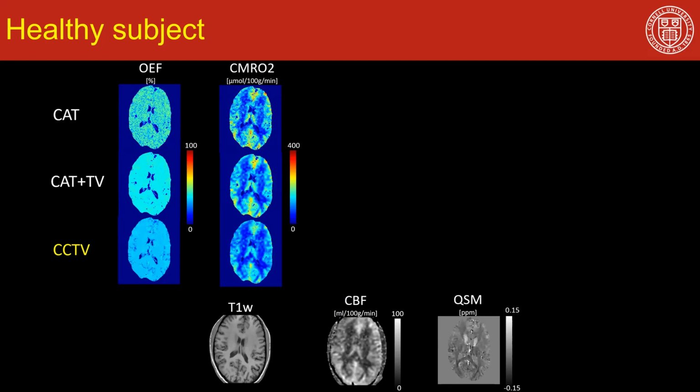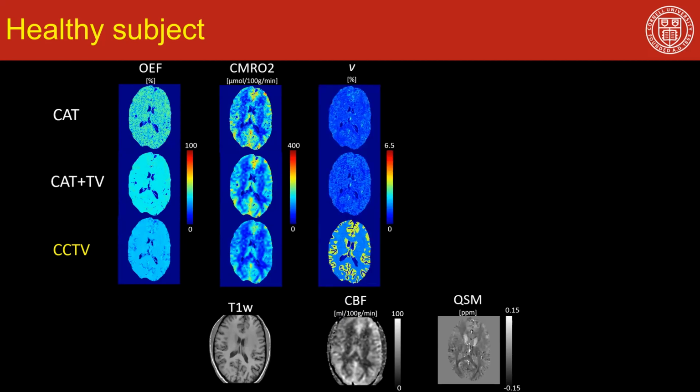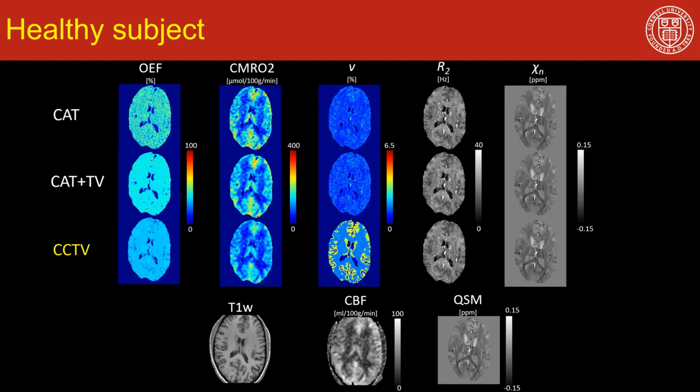The V map from CCTV shows a clear gray and white matter difference, which also agrees with the V contrast in the MRI literature. This may be caused by tissue type integration into clustering, which leads to more realistic V initialization and optimization. R2 and chi-n were not significantly different among the three methods.